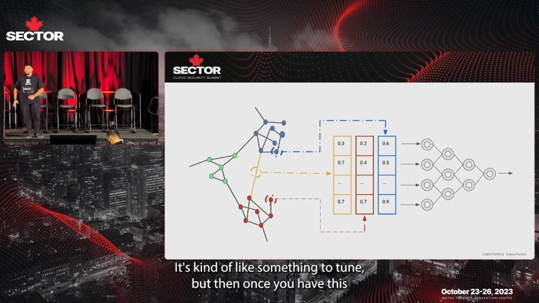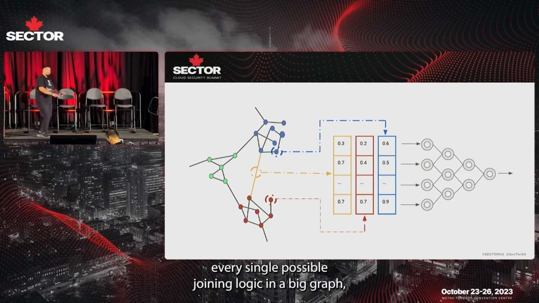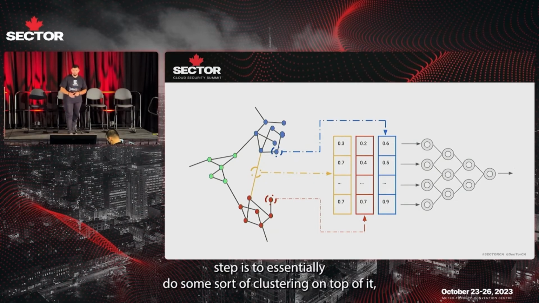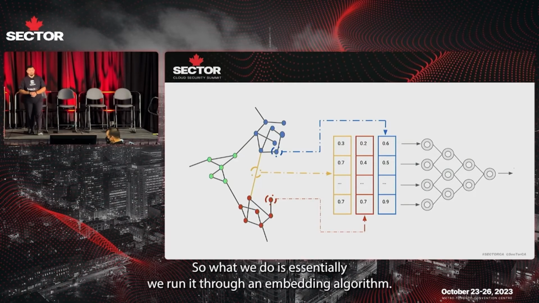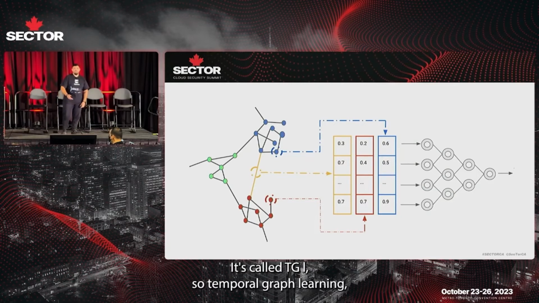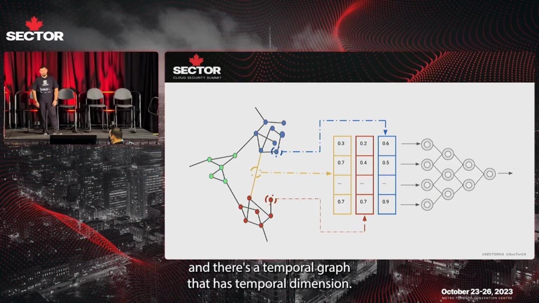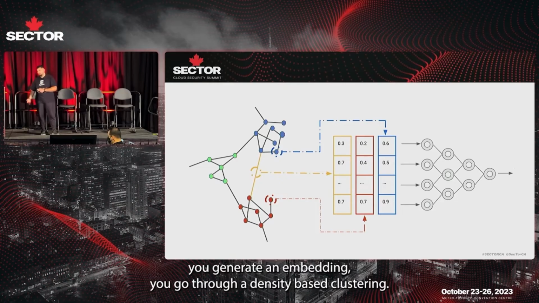But then, once you have every single possible joining logic in a big graph, the next logical step is to do some sort of clustering on top of it to find the highly related groups of alerts or groups of incidents. So what we do is we run it through an embedding algorithm. It's called TGL, temporal graph learning, a graph that has temporal dimensions. You take that graph, you generate an embedding, you go through a density-based clustering.